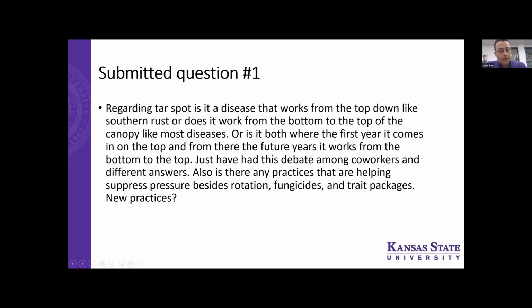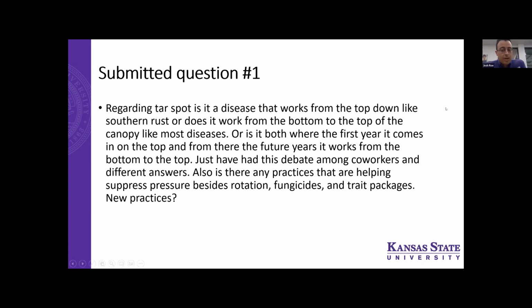Starting with one question that was submitted before the meeting, I'm just going to read it here. Regarding tar spot, is this a disease that works from the top down like southern rust, or does it work from the bottom up in the canopy? Or is it both, where the first year it comes from the top and then in future years from the bottom to the top? I have had this debate among co-workers and got different answers. Also, are there any practices that are helping suppress pressures besides rotation, fungicides, and trait packages?